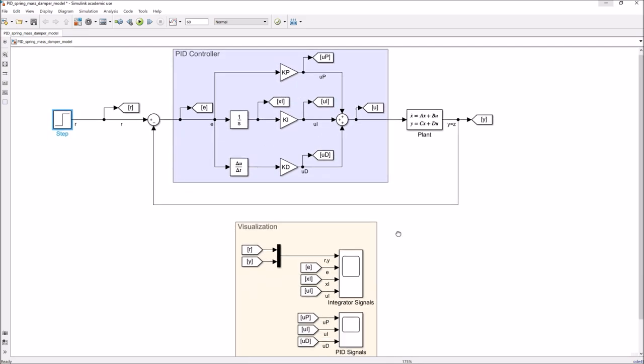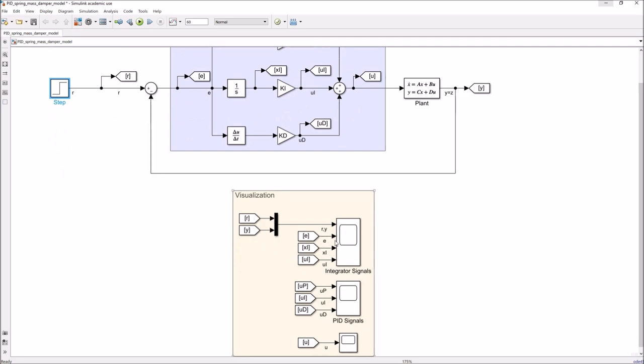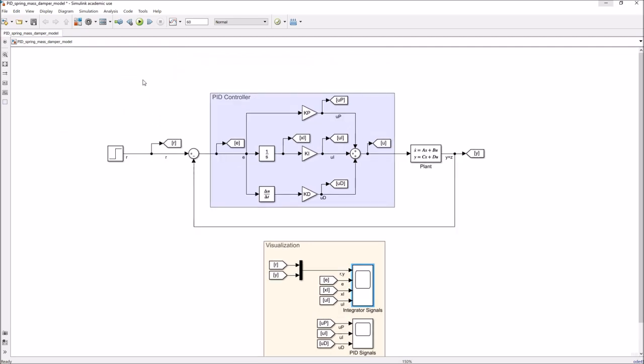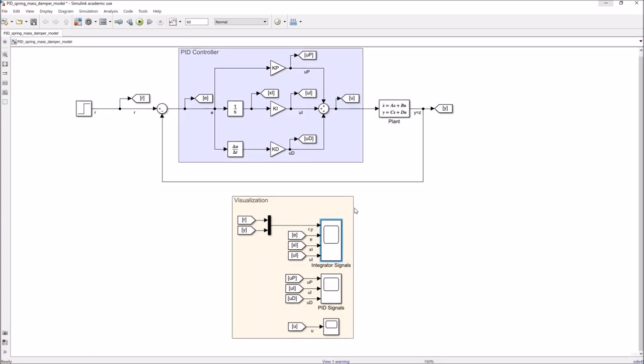So we can do that. And then what I've done is I've collected the relevant signals, and we can take a look and see what they all do during this simulation. So let me hit play. Okay, and we'll run the simulation. There it goes. Okay, let's open up this first scope.